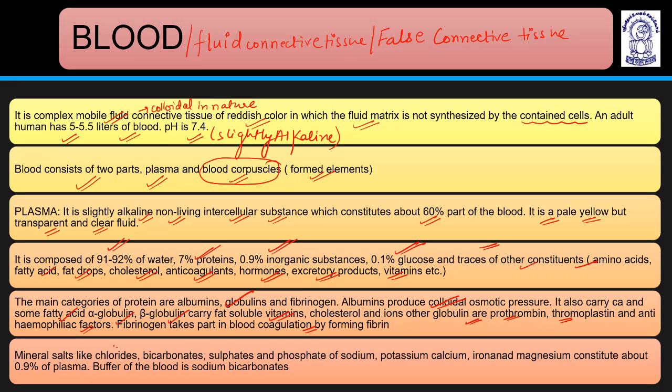Mineral salts like chlorides, bicarbonates, sulfates, and phosphates of sodium, potassium, calcium, iron, and magnesium constitute about 0.9% of the plasma. These are all inorganic salts. Buffer of the blood is sodium bicarbonate. Very important. Buffer of the blood is sodium bicarbonate. So this is about plasma and its constituents.